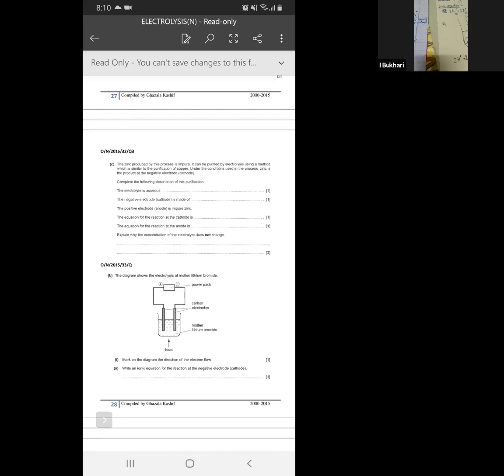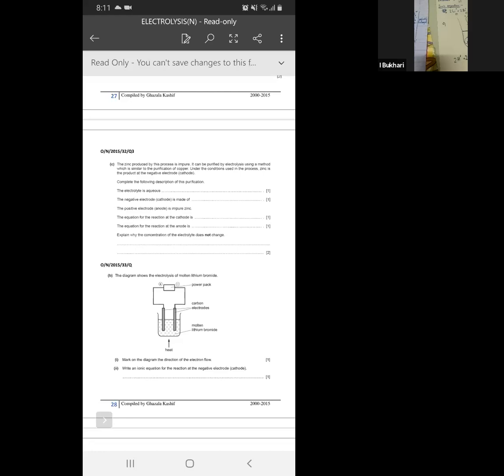The zinc produced by this process is impure. Which process are they talking about? Reduction by carbon, extraction from its ore. It can be purified by electrolysis using a method which is similar to the purification of copper. Under the conditions used in the process, the zinc is the product at the negative electrode, the cathode. Complete the following description of this purification.